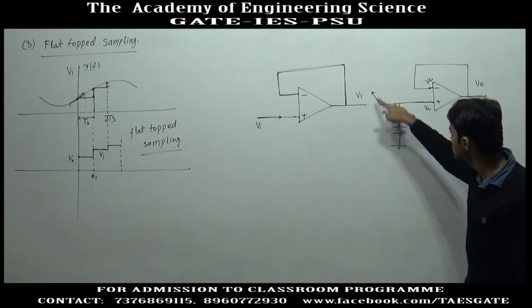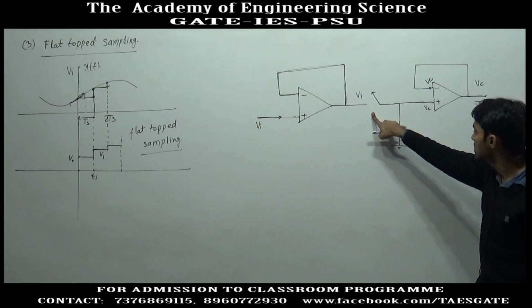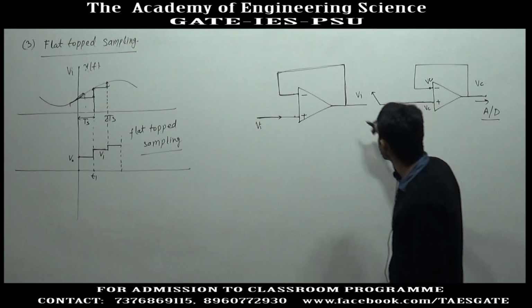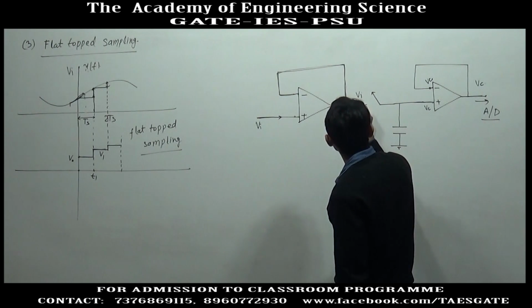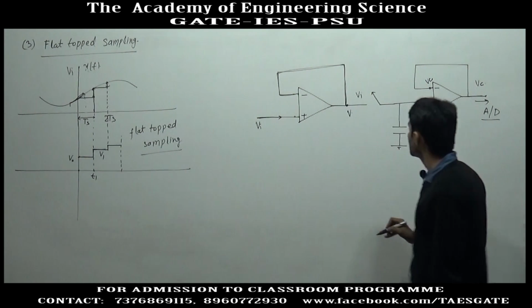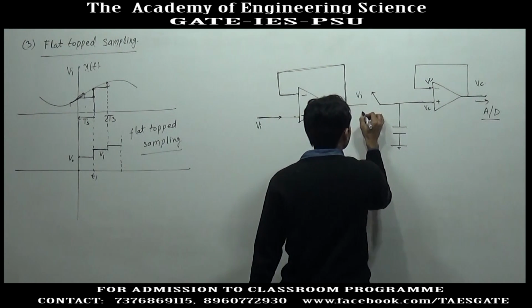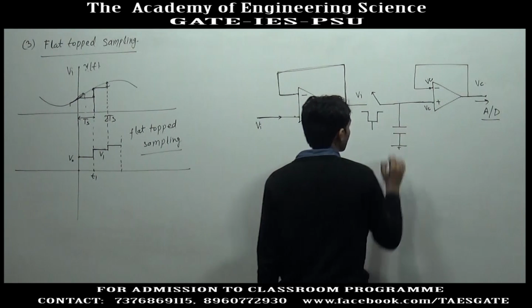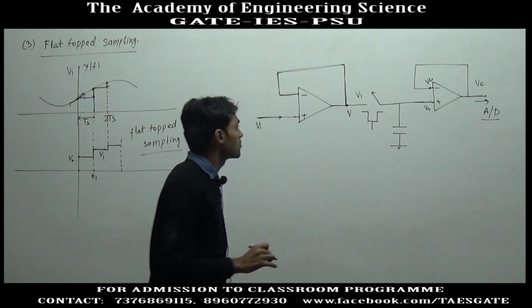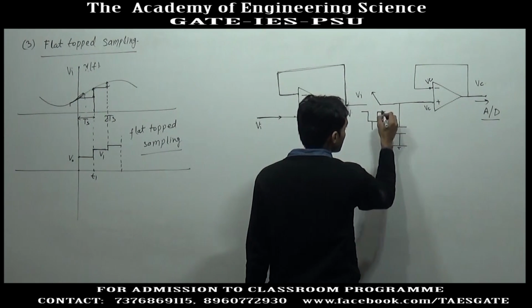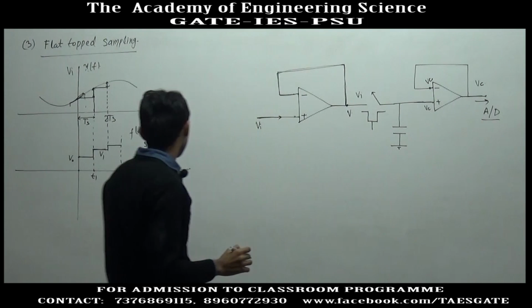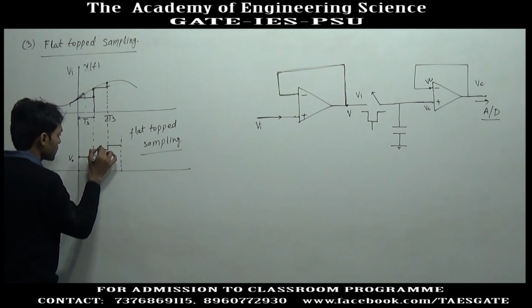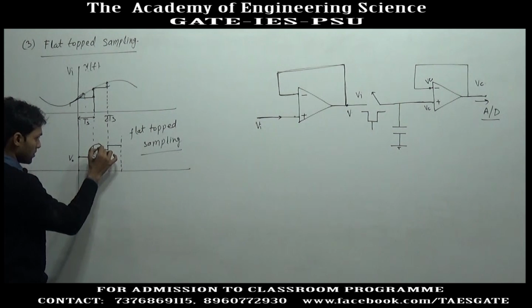Ideally, whenever the switch is closed, at the same instant the capacitor voltage must be equal to this voltage, but due to the resistance of the switch, the switch has some non-zero resistance, the capacitor voltage is not able to change instantaneously. So, I am drawing it again, I am zooming this part.